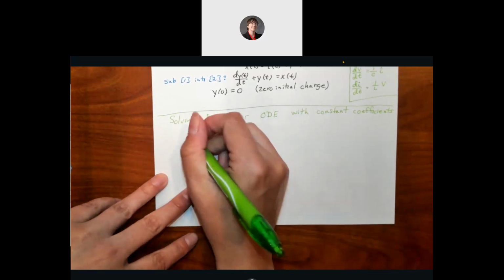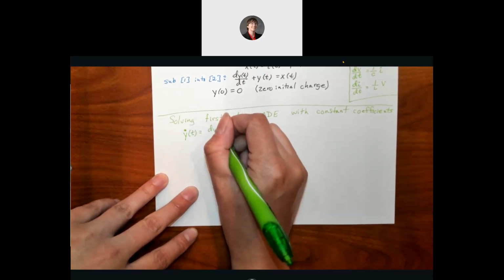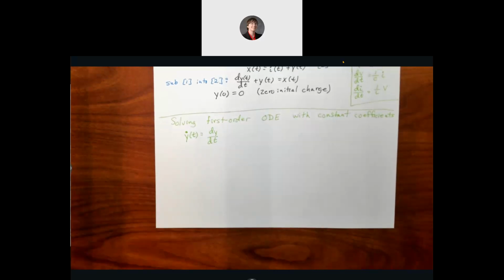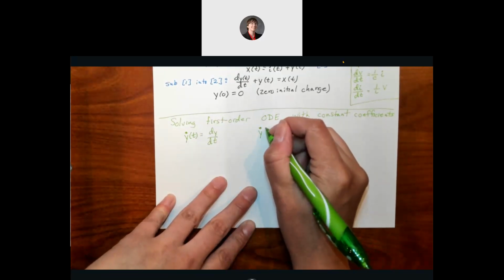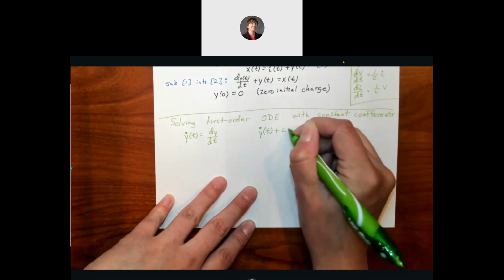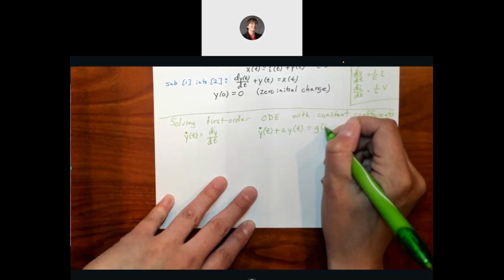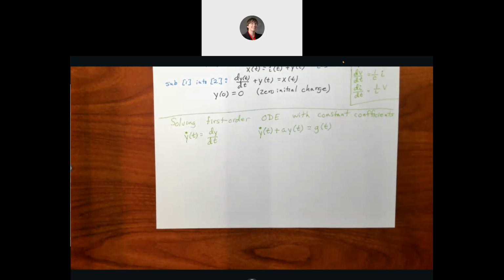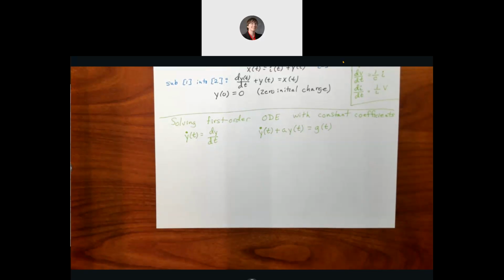First I'll do a little bit of notation just to make it cleaner. If you're not familiar, we can use dot notation to denote our derivatives. So my first order ODE with constant coefficients would have a derivative term, a coefficient on my y term, and then some function g of t on the other side. If there's some factor out front, I can always divide it through and lump it in with the a and the g of t. So it's fine that we have it in this form.